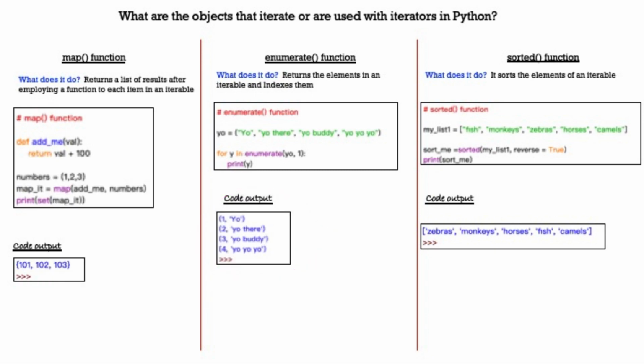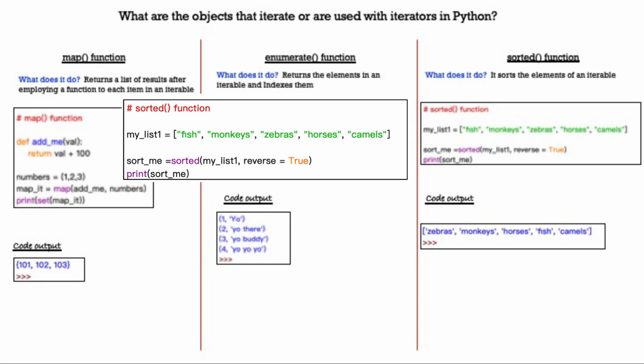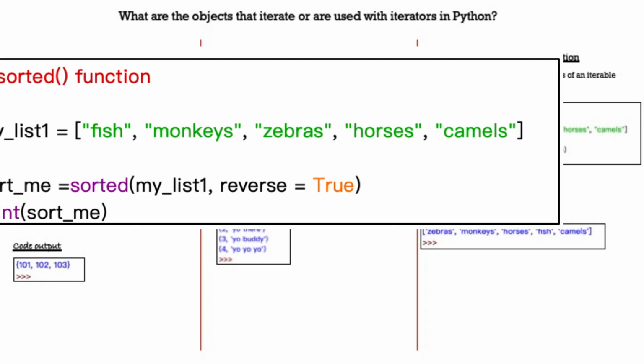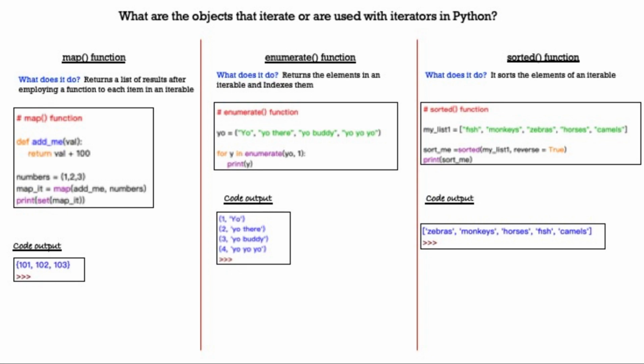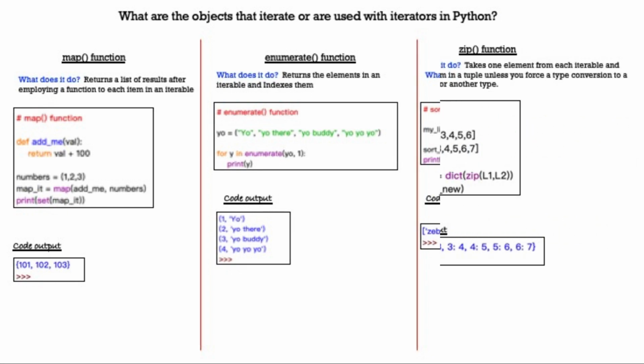Next, we have the sorted function. This sorts the elements of an iterable. So we have a list this time with 5 elements in it, all different animals. We have sort_me as our value. We pass the sorted function the iterable, and we also use the keyword reverse=True, so it does it in reverse when we print it out. We have zebras through camels, so it's in the reverse order.